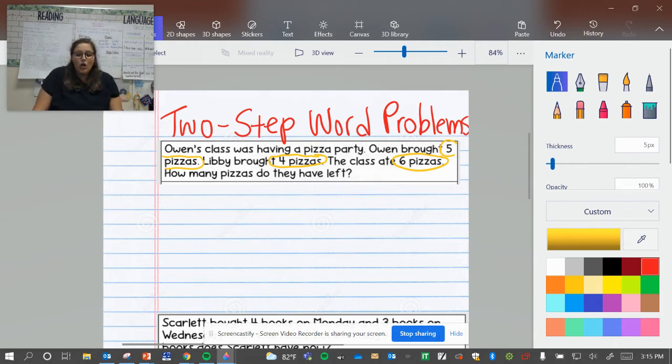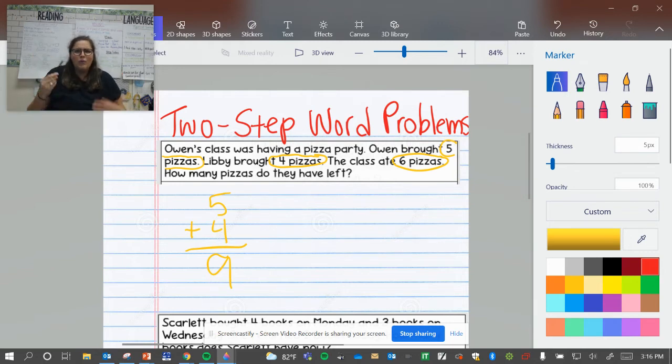All right, so let's think about what's happening first, okay? So it says Owen brought 5 pizzas. Libby brought 4 pizzas. Well, in order to figure out how many pizzas they have, what am I going to do with those two numbers? So I have these pizzas and these pizzas. I want to know how many pizzas I have. I'm going to add them. So let's start by doing that. 5 plus 4. What is 5 plus 4? 9, right?